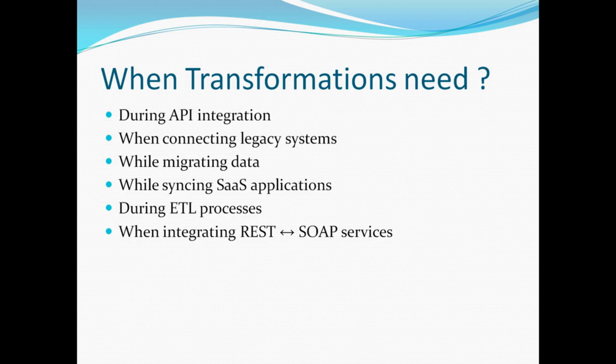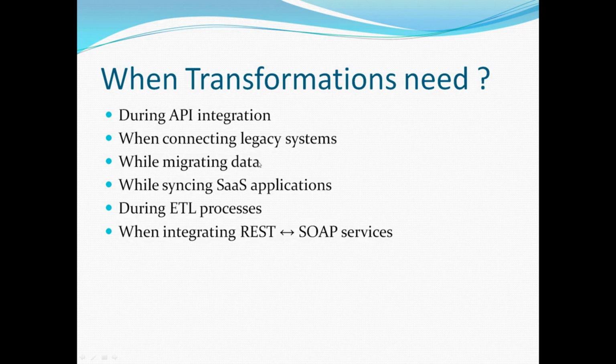In iPaaS, when are transformations needed? When we are creating an API, we have to get the data from the system and give it to the consumer. So in that case, based on the consumer's need, we are doing the transformation. When we are connecting to a legacy system, when integrating a modern system with a legacy system, we cannot change anything in the legacy system. So whatever format is supported by the legacy system, we have to transform. Modern systems may give data in JSON, but the legacy system may accept the data in XML. So we have to convert the data from JSON to XML.